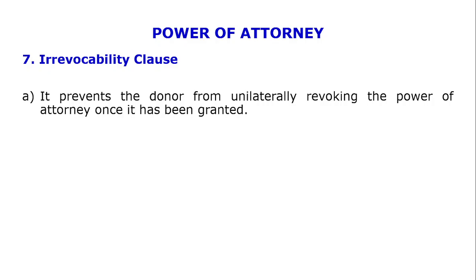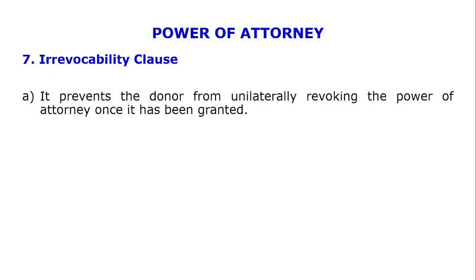But the moment a power of attorney is made irrevocable, then the donor cannot wake up one day to just say, I hereby revoke. No, there has to be mutual understanding between the donor and the donee to know that, okay, we now want to revoke this power. The donor cannot even say, okay, I still have the power, I can still do it. No, you have already made this power of attorney irrevocable. So you cannot use implied revocation. You can also use express revocation. There has to be mutual understanding between the donor and the donee before that power can be revoked. So the irrevocability clause prevents the donor from unilaterally revoking the power of attorney once it has been granted.